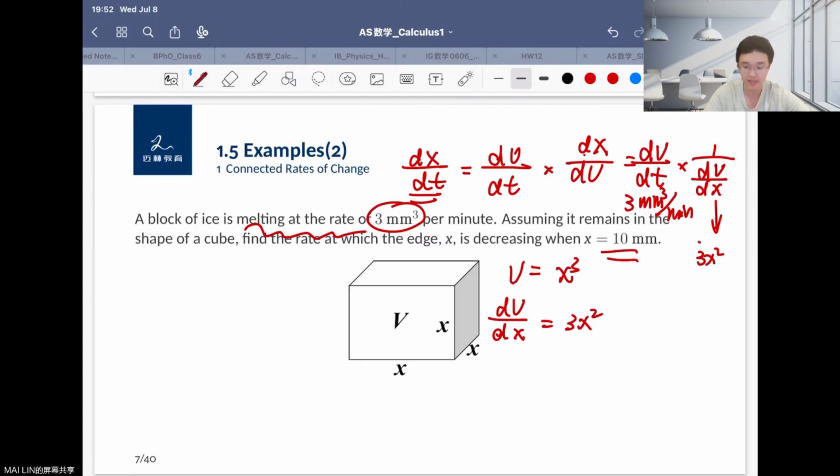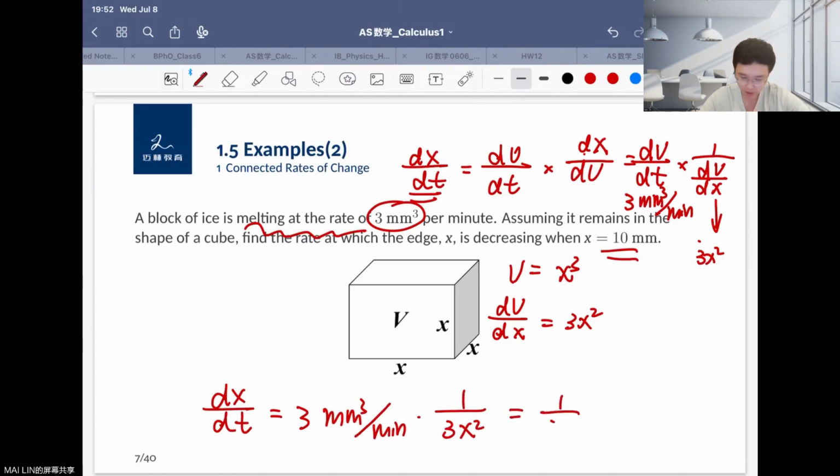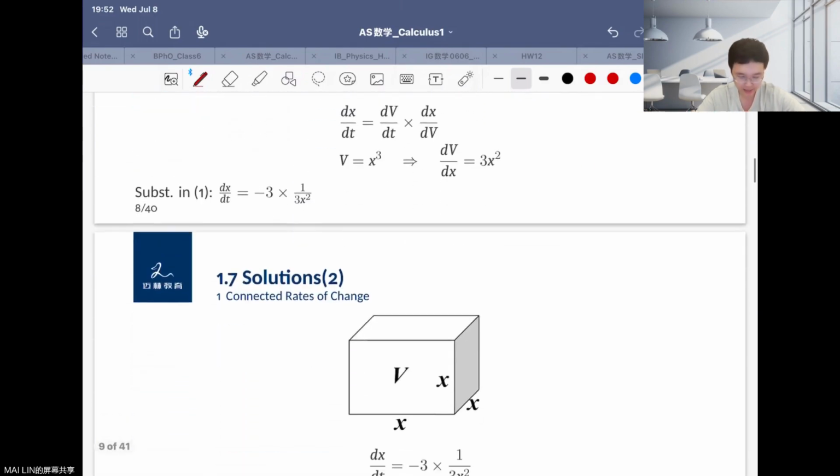And here x equals 10 millimeters, so we can just put x equals 10 millimeters into this equation. So dx/dt can be calculated as 3 mm³ per minute times 1 over 3x squared, right? That is for this problem. And then you can calculate it as 1 over x squared mm per minute for our final answer, okay? So this is for this problem, and that is it.